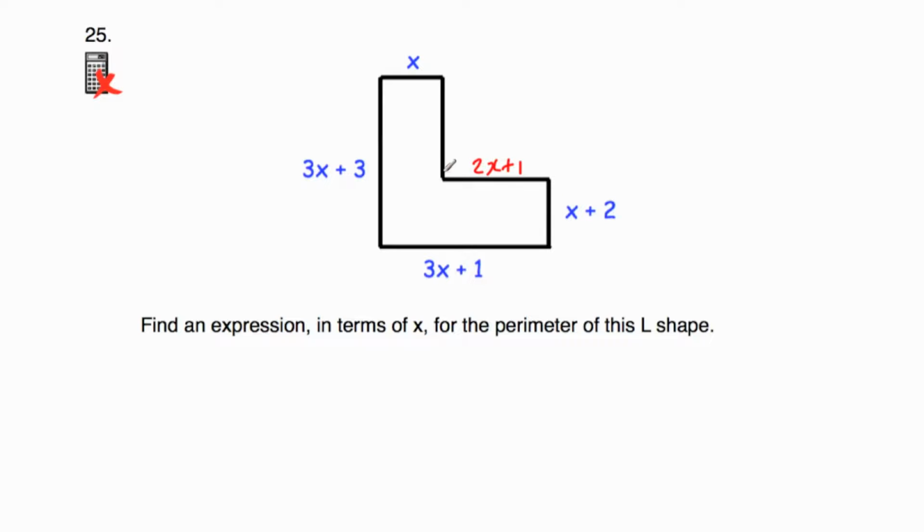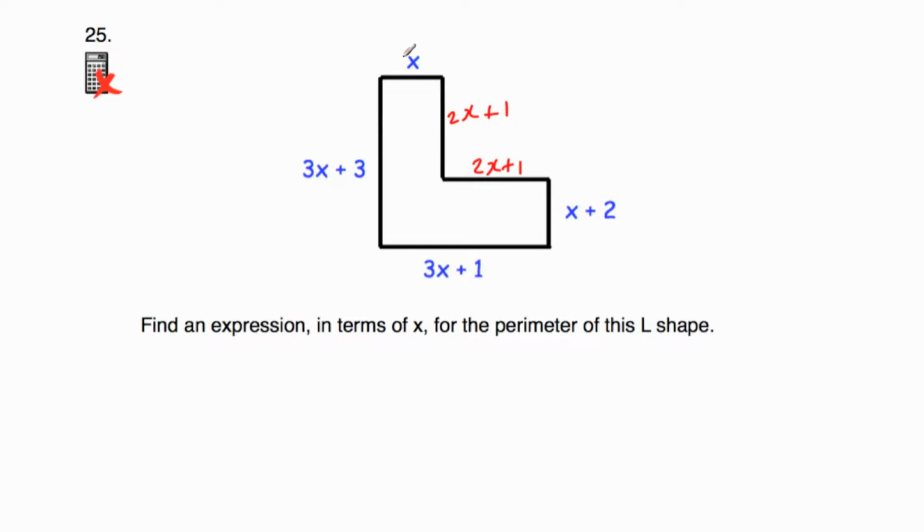So if we want to find this vertical length, we just need to take the x plus 2 away from the 3x plus 3 to see what's left here for this length. So 3x take away x is 2x, so it's going to be 2x. Then we've got 3 take away 2, which is 1, so plus 1. So now we've got all the lengths on the shape labelled. Now let's find the perimeter.